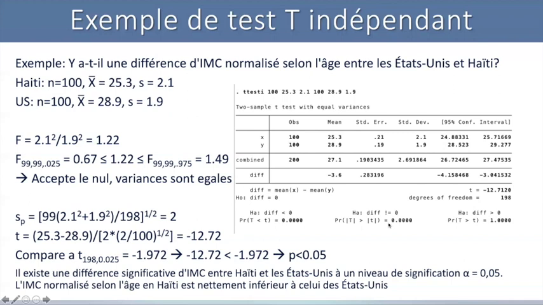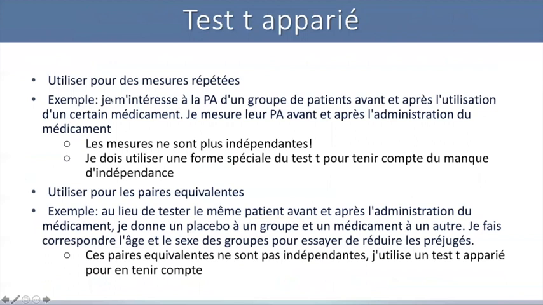I therefore reject the null and conclude there is a significant difference in BMI between Haiti and the US at the 0.05 significance level. The BMI in Haiti is significantly lower than that in the US, as I see here from my sample means. Now let's discuss the paired t-test.